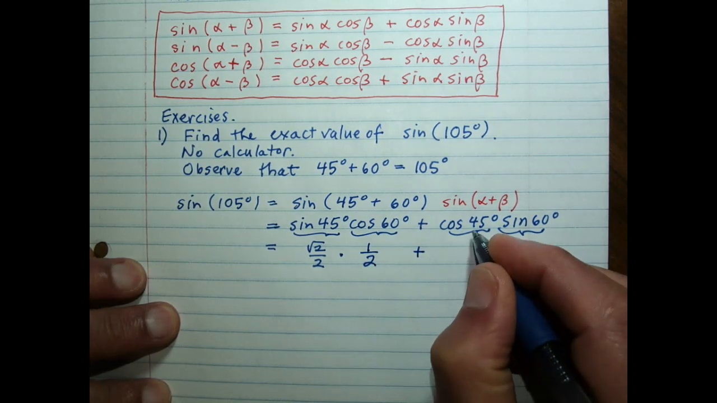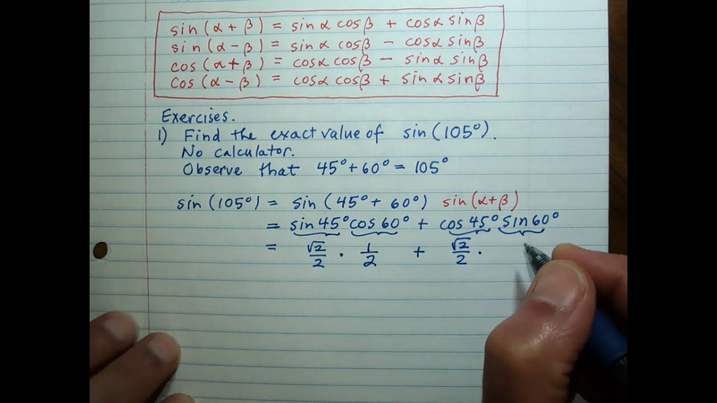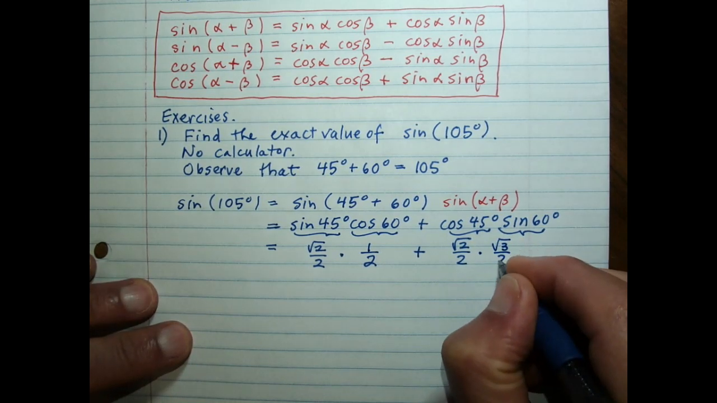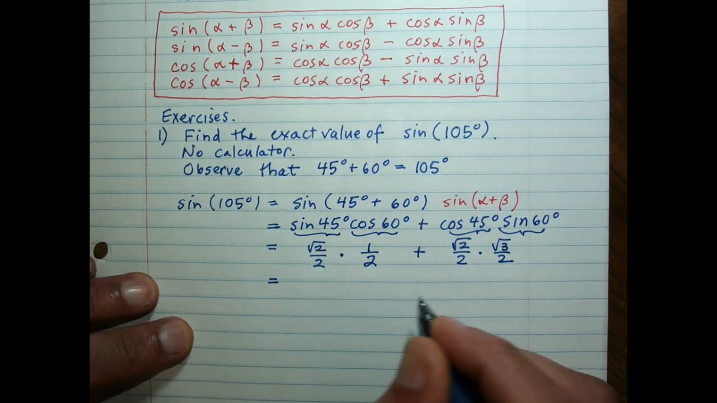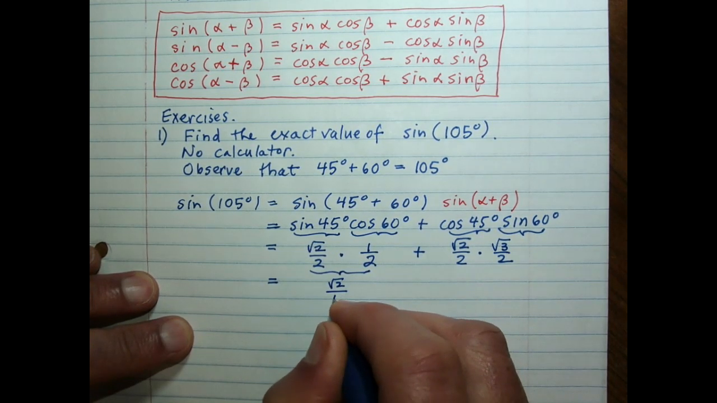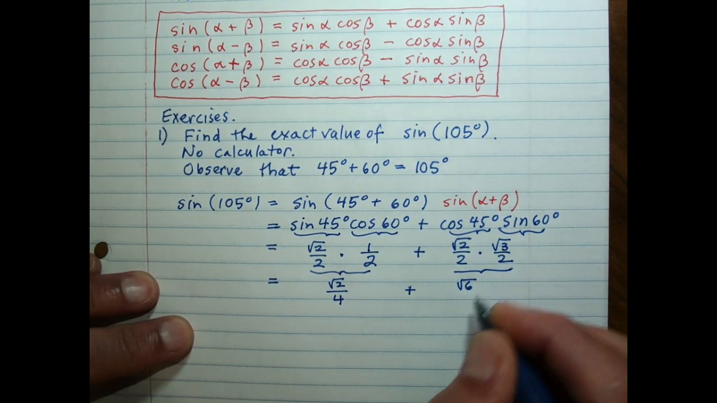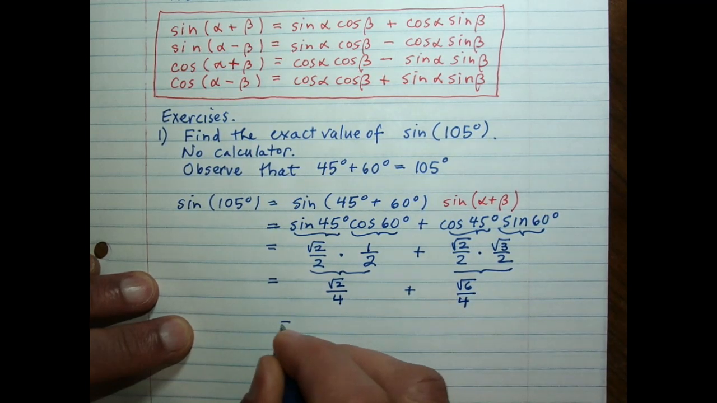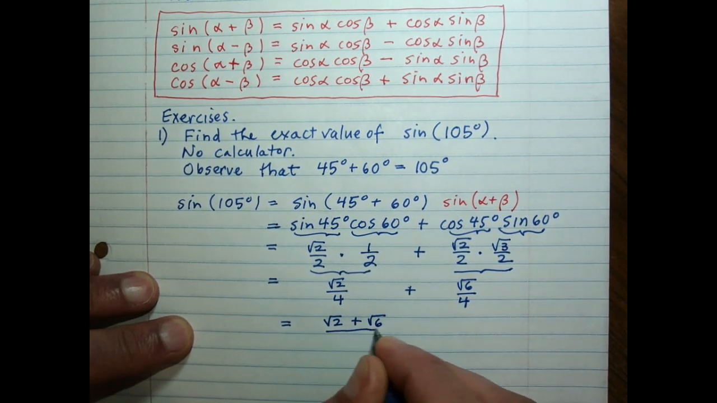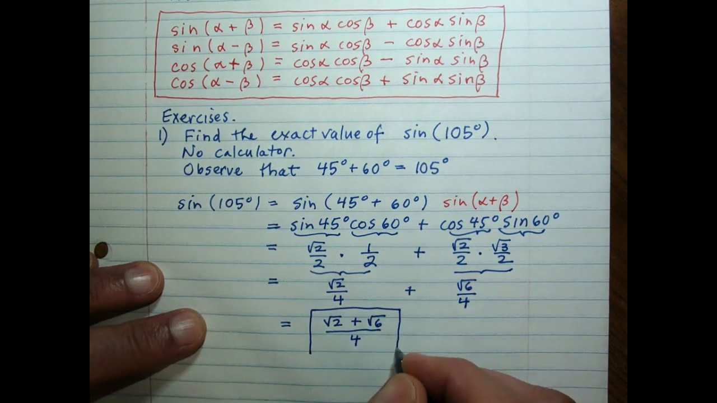Plus cosine of 45, also square root of 2 over 2. And sine of 60 degrees is square root of 3 over 2. So I'm just using those familiar values we have. Now I multiply fractions, so I get square root of 2 over 2 times 2 is 4, plus square root of 6 over 4. And then I can write this as square root of 2 plus square root of 6 all over the common denominator of 4.